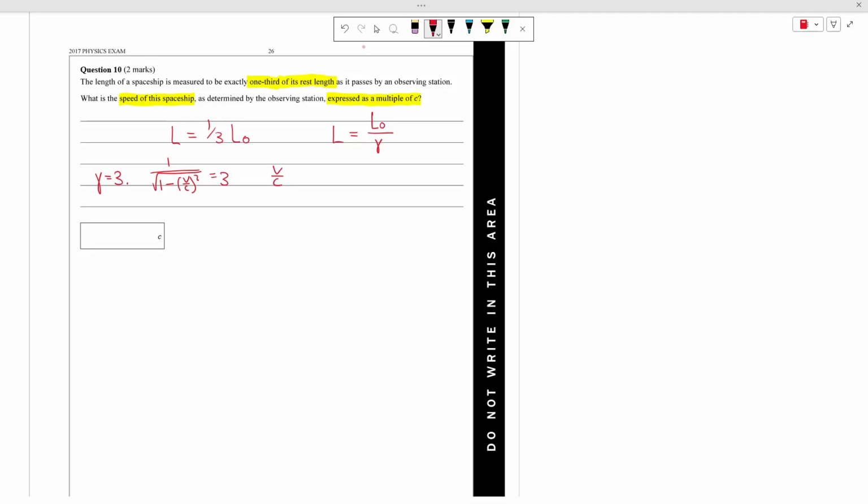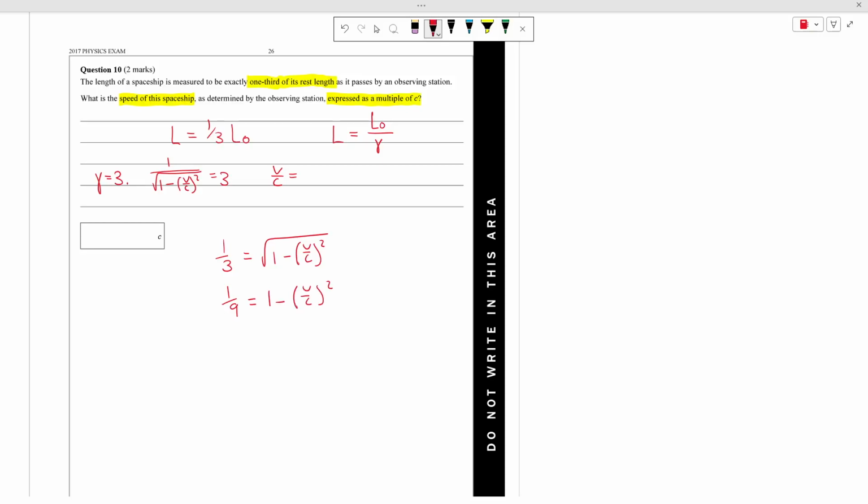So once I have the value of v over c, I just write that number in the box here. Okay, so the algebra, well, I can swap out the square root and the 3. So I get, I'll do it down here, 1 over 3 is equal to the square root of 1 minus v on c squared. Square both sides, I get 1/9 equals 1 minus (v over c) squared.